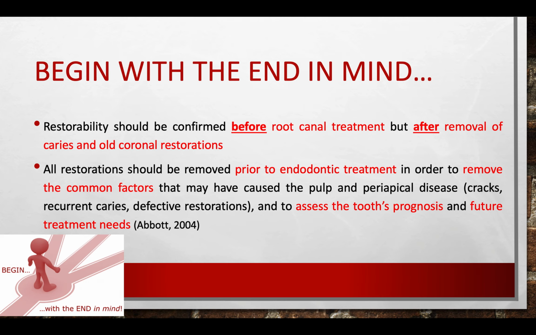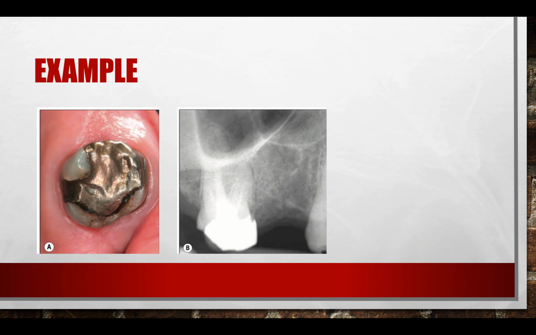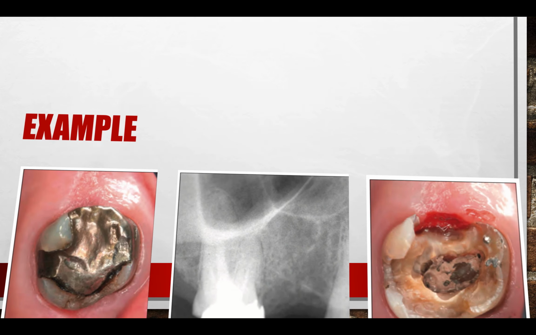So you can see that after removing, you may look at the tooth on radiograph and see, yes, it's restorable. But when you remove the restoration and assess the remaining tooth structure, you will see that there are caries that were not visible on radiographs, there are marginal defects, there are cracks, and these make the tooth non-restorable, or you may need another procedure before attempting the root canal treatment, such as crown lengthening or orthodontic extrusion to increase the coronal tooth structure.